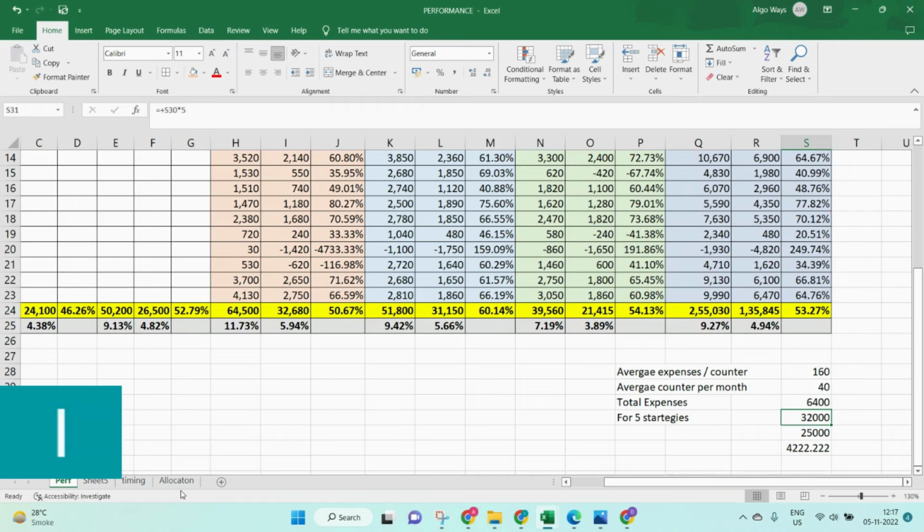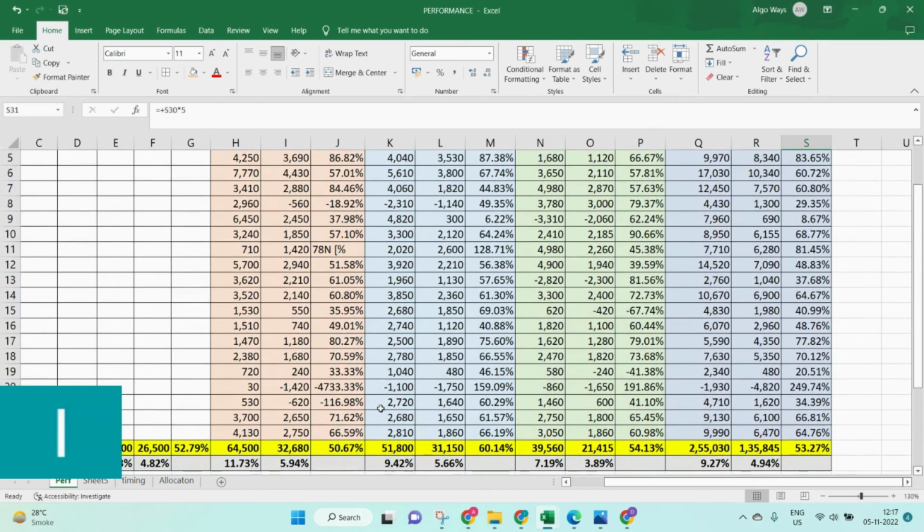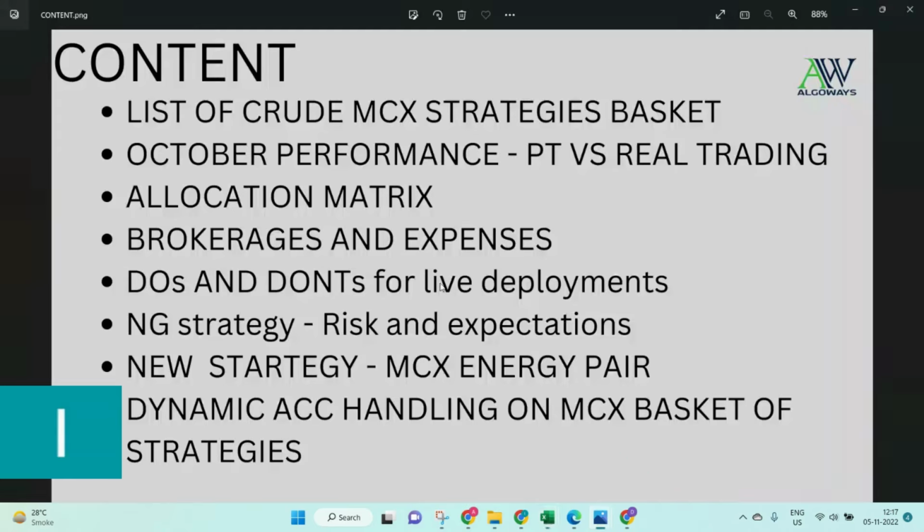Okay, so this is about the profitability and how the strategies have performed during the month. So let me move on. What is the next content?